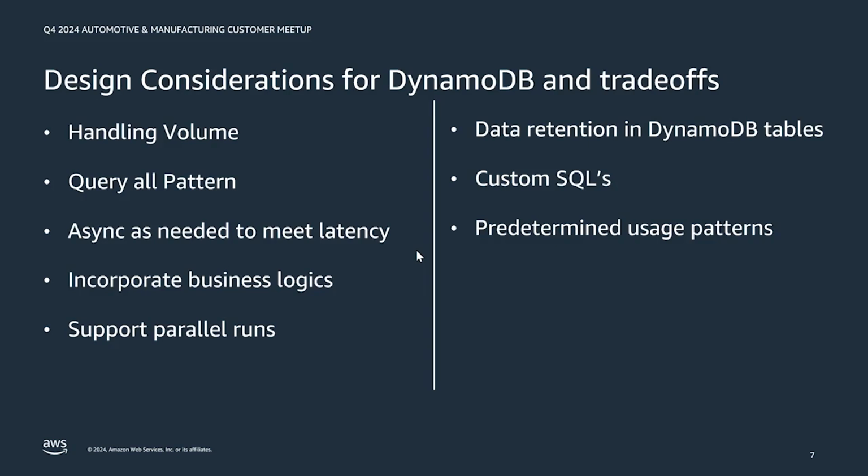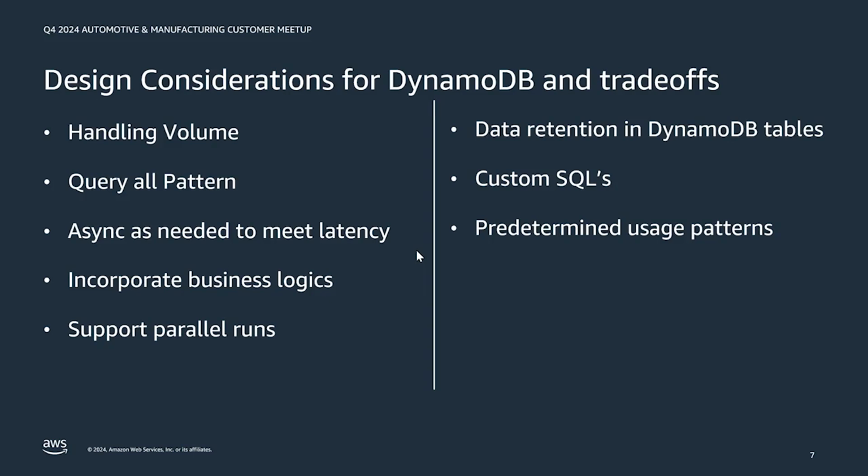Some of the design considerations we have listed here, and also some of the trade-offs we made while choosing DynamoDB. Definitely one of the critical use cases is to handle the data volume, where the system should handle 5 times more data than it has today. And we also evaluated the patterns, like what pattern we are going to use to query the data. For our use case, it's going to be a query-all pattern: whatever data is generated, we usually query every piece of data.